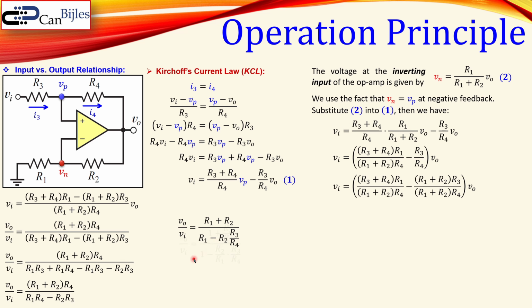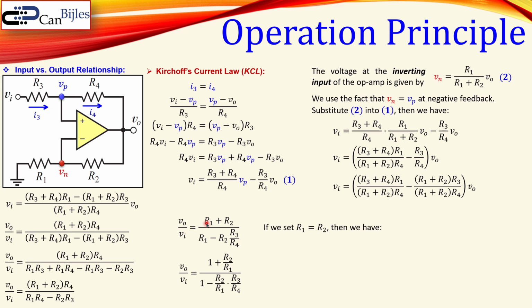And you can also divide by R1, that is the next step, and then you get here 1 plus R2 over R1 divided by 1 minus R2 over R1 times R3 over R4, which is very similar to what we have seen when the input was here and the ground was there.